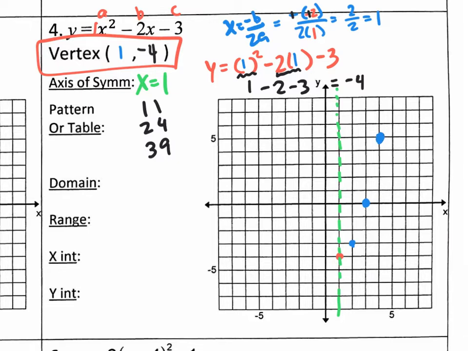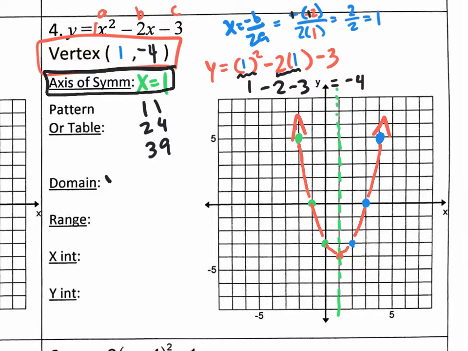You have your 3 dots. All you got to do is map them over to the other side. There it is, and there it is. Connect your dots. You have that perfect parabola opening up. Put some arrows on it. Let's answer the rest. We already have the axis of symmetry.